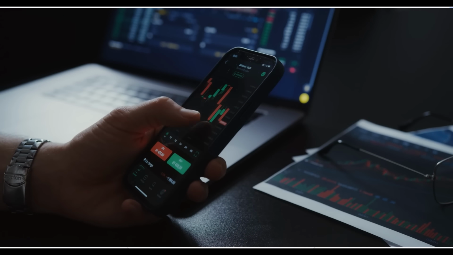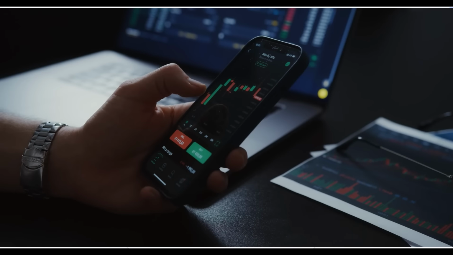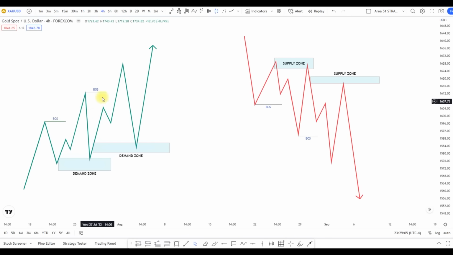All right, here we are. Okay, here we have two different illustrations. We have an uptrend and we have a downtrend. We have a demand and we have supply. So I'm gonna explain this one by one before I go to the real chart, so that you guys can understand what's going on when we go to the live chart.